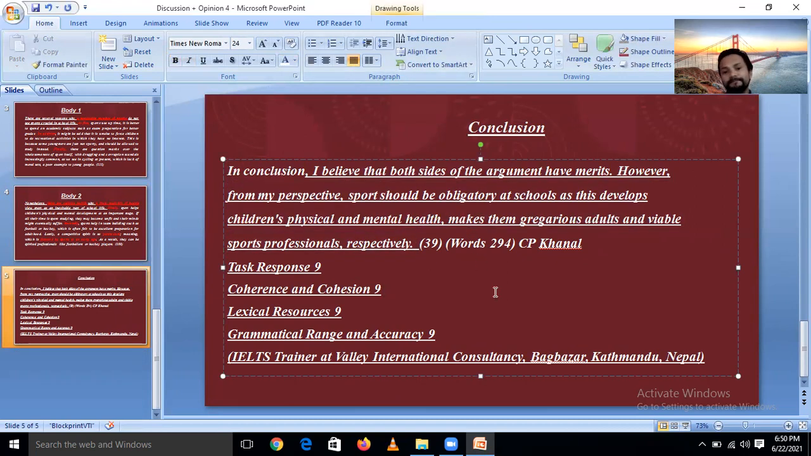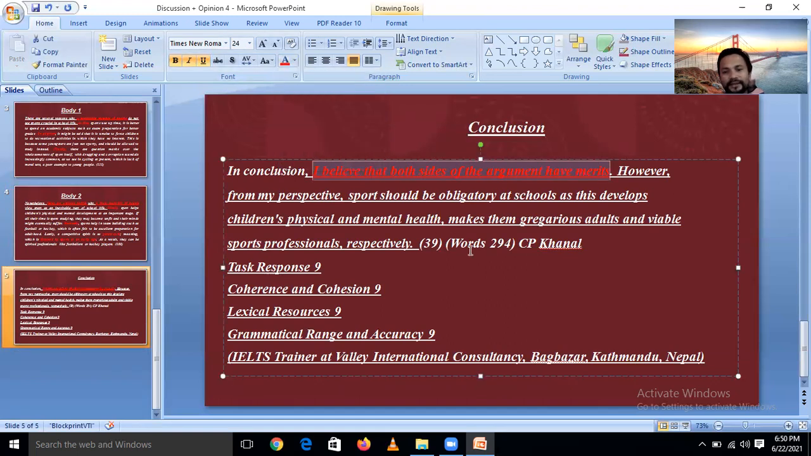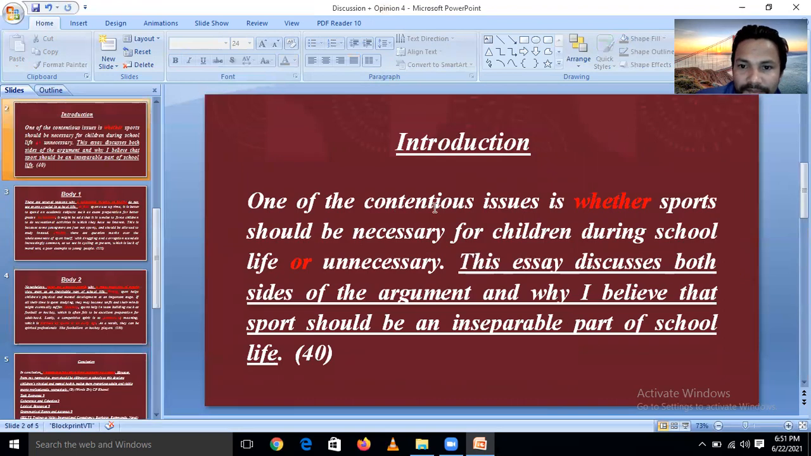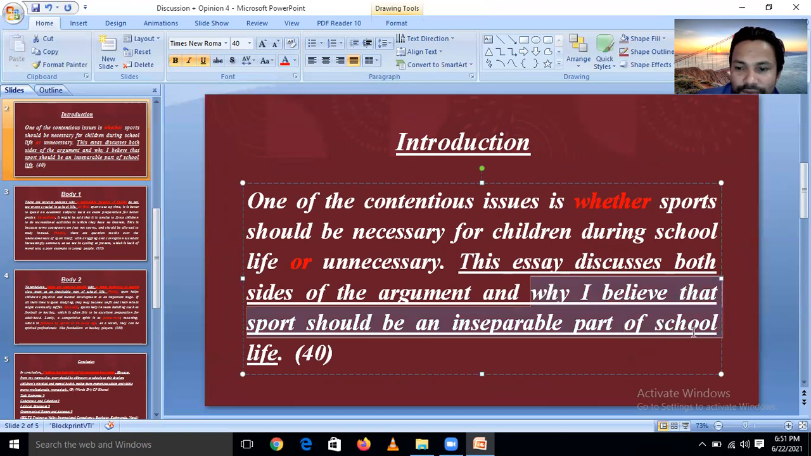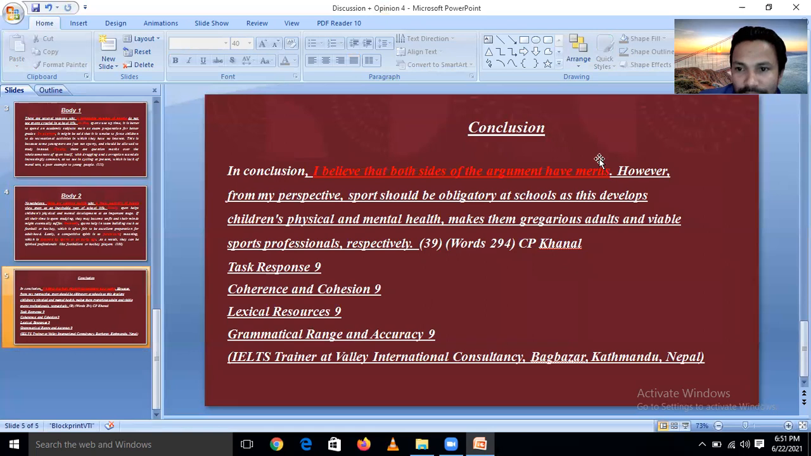In conclusion, I believe that both sides of the argument have merits. Exactly, both sides of the argument have merits. This is an outline, this is an overall sentence, opinion. You need to, let's balance it. And then you need to go to the side that you have supported in the introduction. We have clearly said in the introduction, I believe that sports should be an inseparable part of school life. So you have supported one side here. Then this is going to be written in the same way.